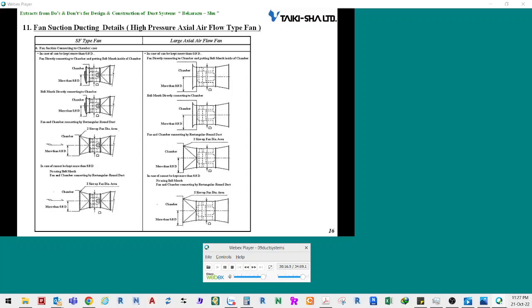For both SF fans and large-size axial flow fans, if the fan center cannot be positioned 0.8 D away from the chamber walls, the chambers must be connected through a rectangle to round duct with an opening 2 sizes larger than the duct base of the fan.